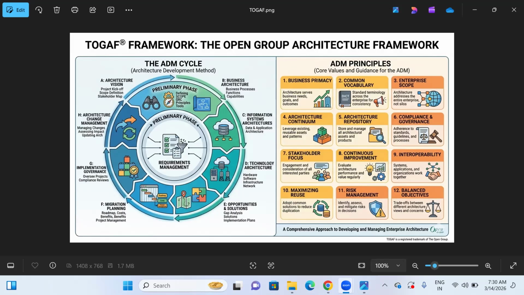So these are the two things that are important when we are working with TOGAF. One is knowing the ADM cycle, which is more important, followed by what the architecture development principles are all about.